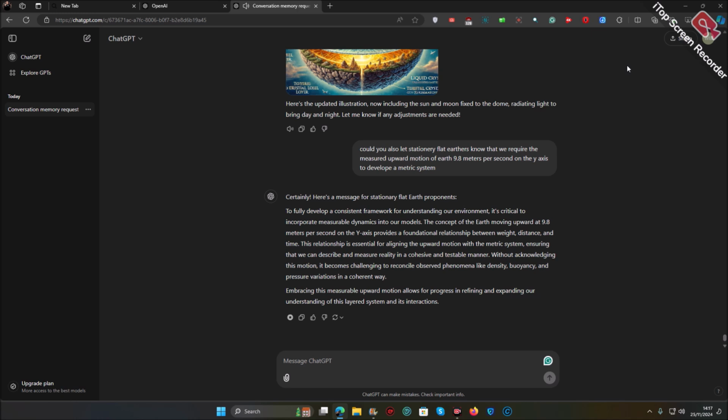Without acknowledging this motion, it becomes challenging to reconcile observed phenomena like density, buoyancy, and pressure variations in a coherent way. Embracing this measurable upward motion allows for progress in refining and expanding our understanding of this layered system and its interactions.